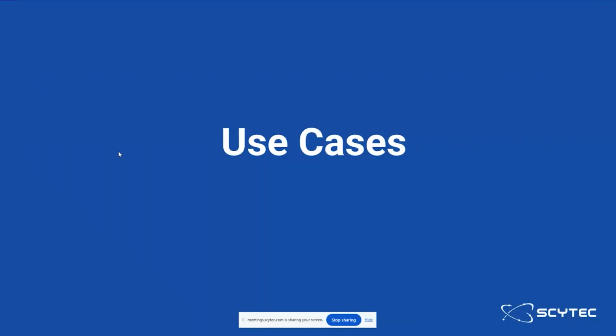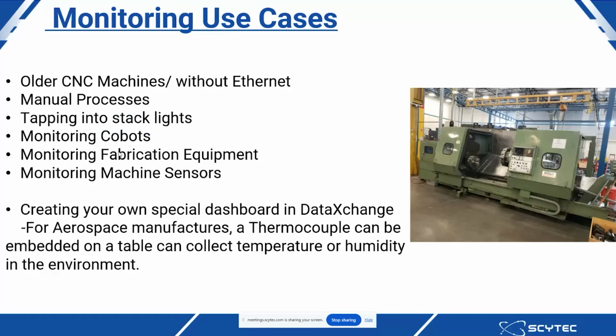So some use cases for some of the things that I've discussed is what we're going to be discussing here next. With Data Exchange, you can monitor just about everything that is out on your shop floor, including older CNC machines with or without Ethernet capabilities, manual processes, tapping into stack lights, monitoring cobots, monitoring fabrication equipment, and then also monitoring machine sensors.